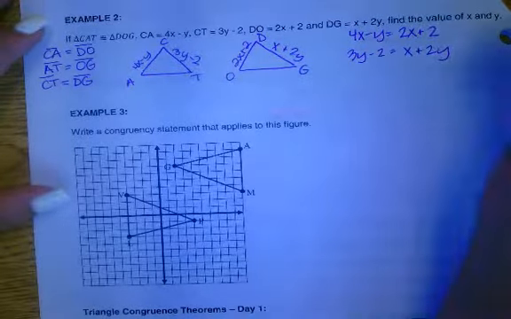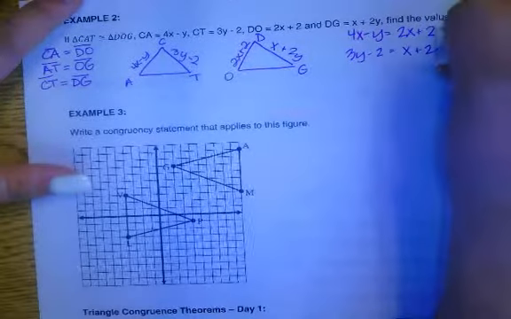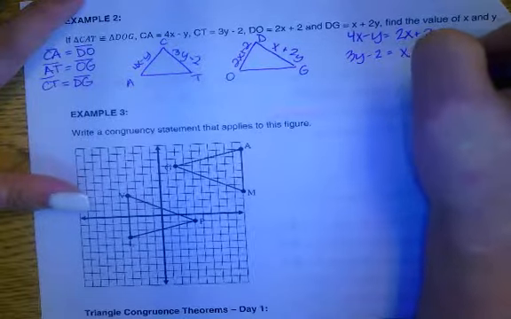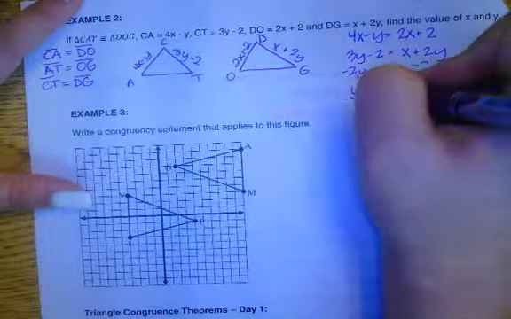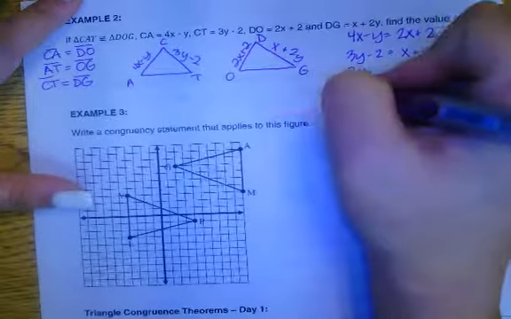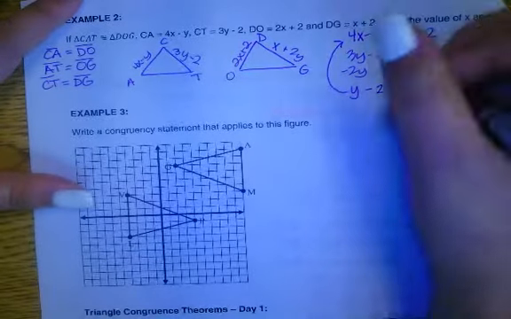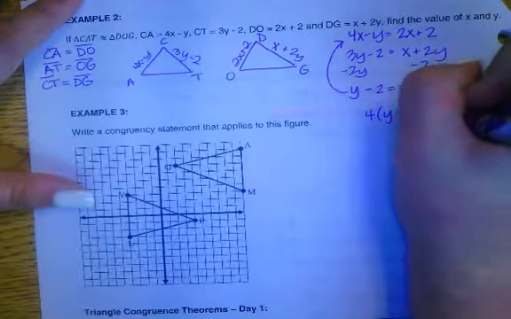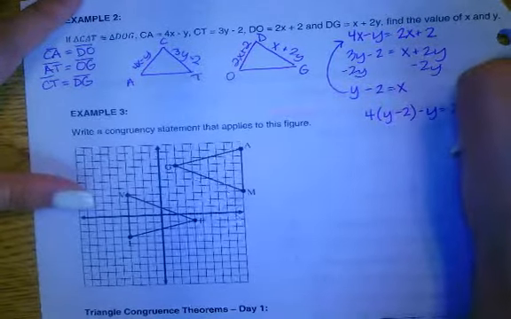I'm going to solve one of these for one of my variables so that it makes it easier to substitute in. I'm going to solve this second part. So if I subtract 2y from both sides, I get y minus 2 equals x. And then I can substitute that into this equation here. So I have 4 times y minus 2, minus y, equals 2x plus 2.